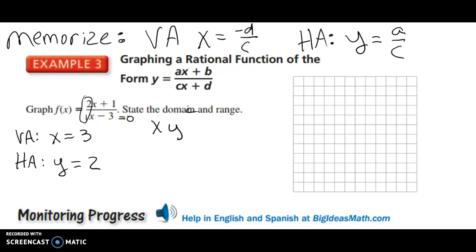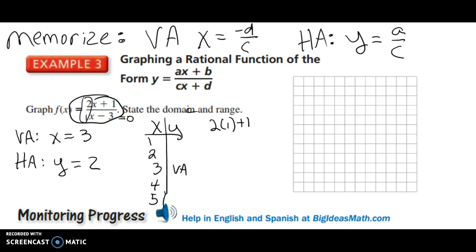When you make your table of values, just like in the examples from yesterday, you want to put the VA in the middle. Choose 2 numbers less than the VA and 2 numbers greater than the VA. You can then plug each of these into the equation and figure out their y values. I'll do one for you. If I plug in 1, I get 2 times 1 plus 1 over 1 minus 3. That's 2 plus 1 is 3. 1 minus 3 is negative 2, so I get negative 3 halves, or negative 1.5.